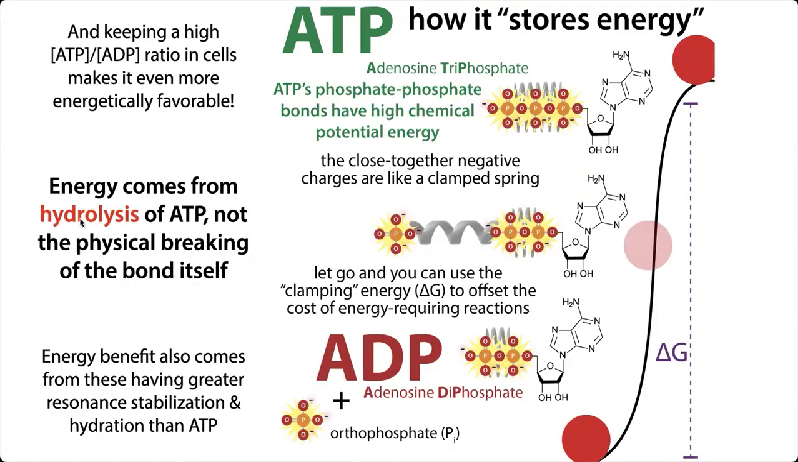So how does ATP give us energy? It comes from a variety of different factors. The key thing is that the energy does not come from breaking a bond. Breaking a bond is always endergonic. It's always going to require energy to break off one of those phosphate groups. But it's the hydrolysis reaction overall that's energetically favorable. The energy comes from the hydrolysis of ATP, not the physical breaking of the bond.